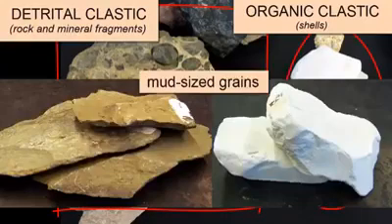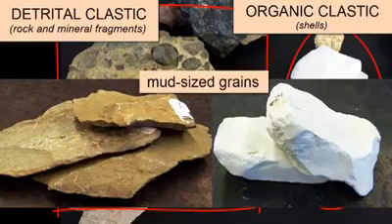Especially when clasts are mud-sized, it's hard to tell from a hand sample what the grains are made of. For this particular lab class, mud-sized shells will always be white. If you see a rock made of mud-sized particles that are not white, they must be detrital.